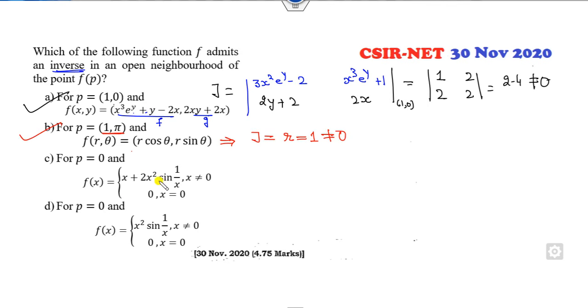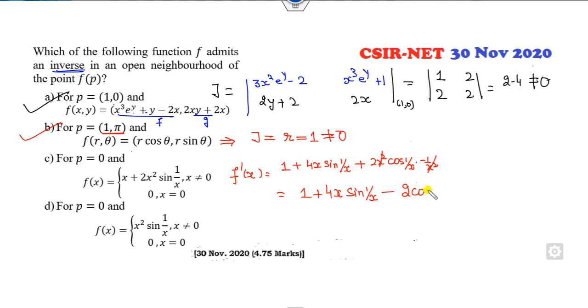Now for this, because there is only a single variable, instead of the Jacobian you have to find the derivative. So it is 1 plus 4x sin(1/x) plus 2x square cos(1/x) times minus 1 over x square. This value will be cancelled out. So it is 1 plus 4x sin(1/x) minus 2 cos(1/x). Now the point is 0. What is my f dash 0?